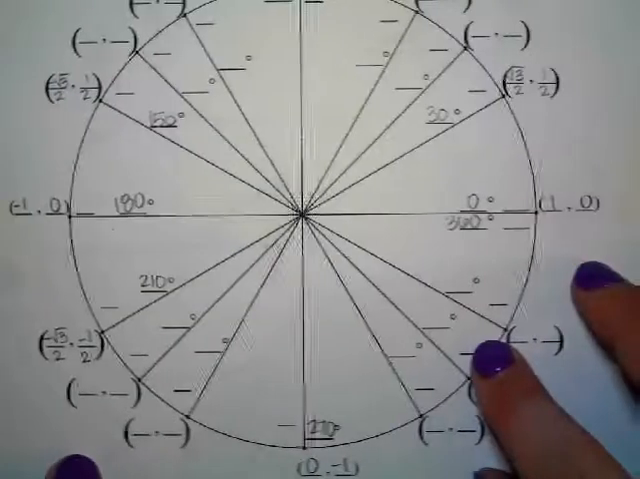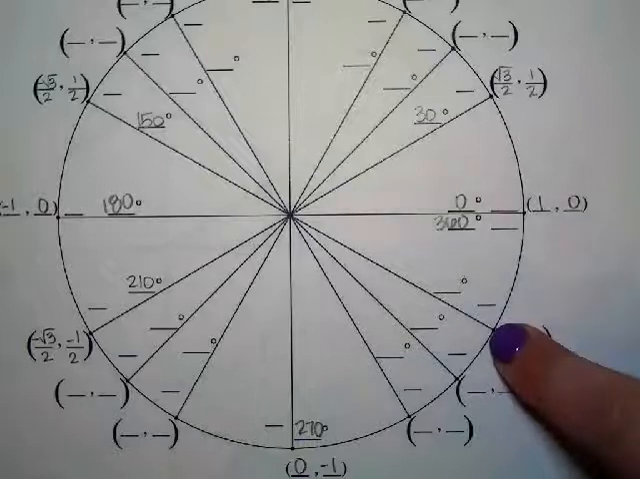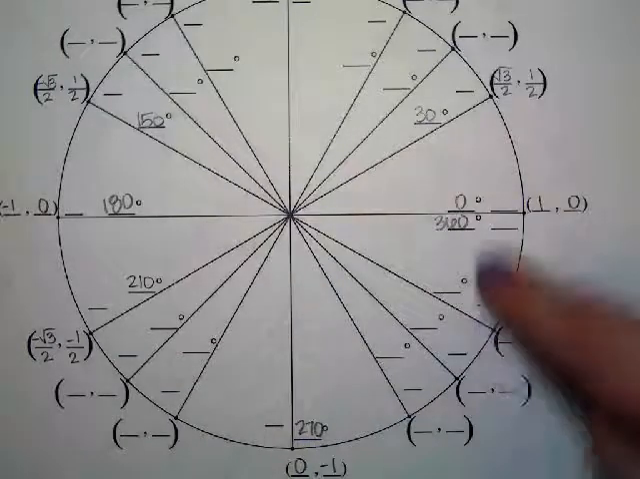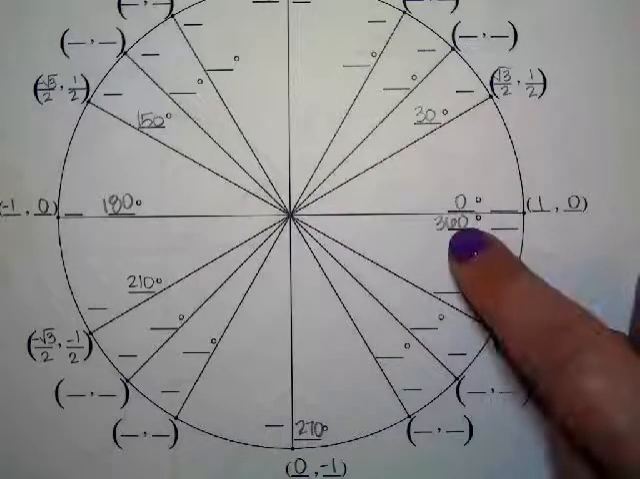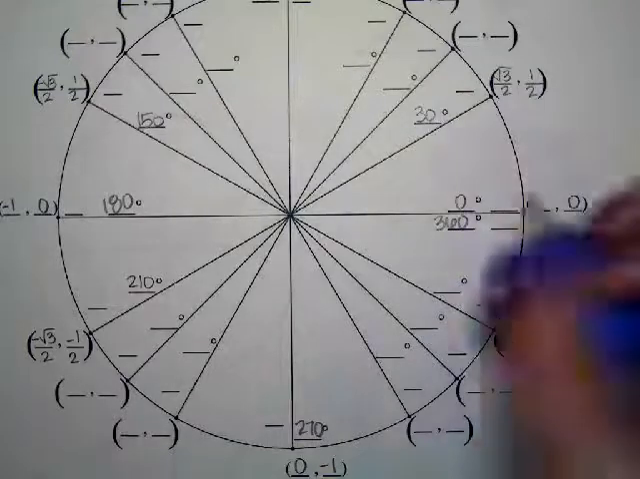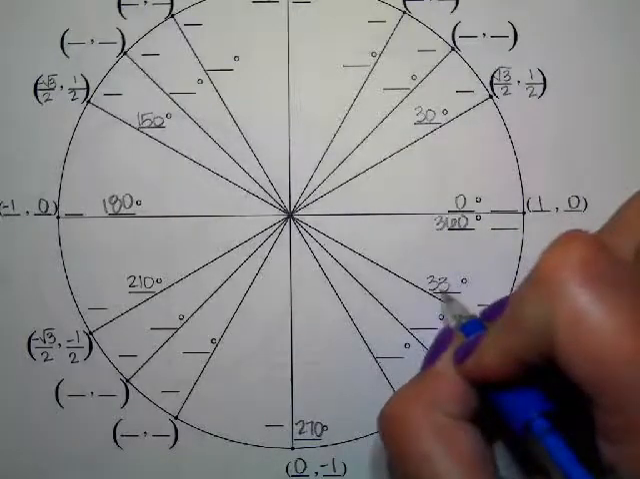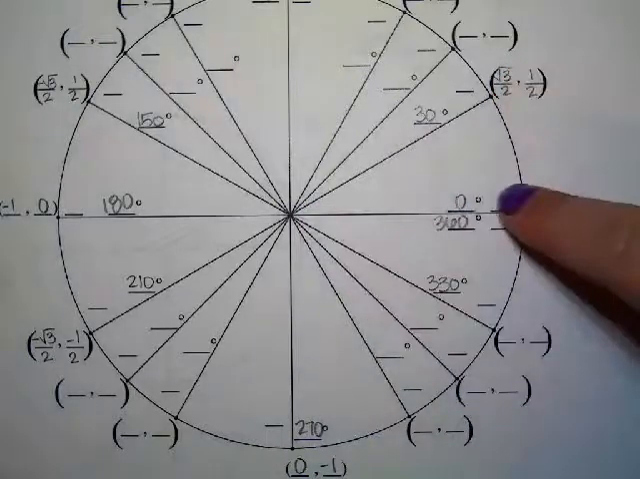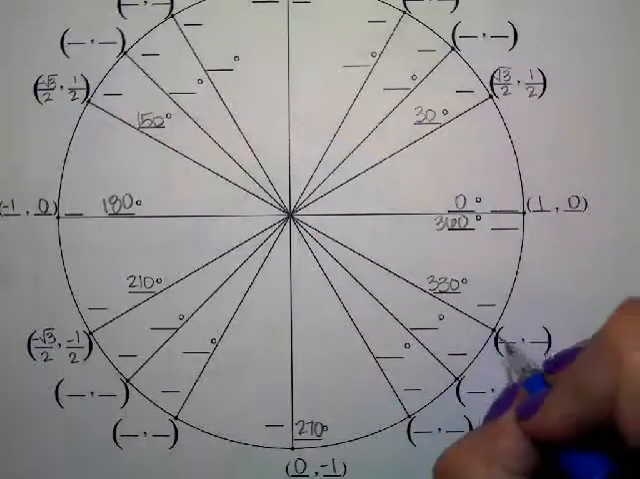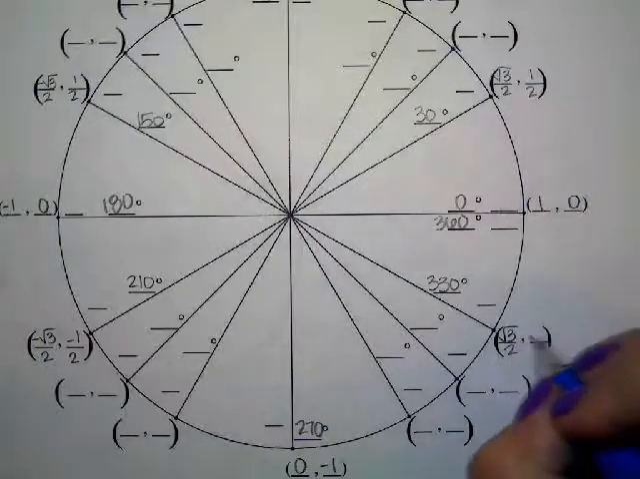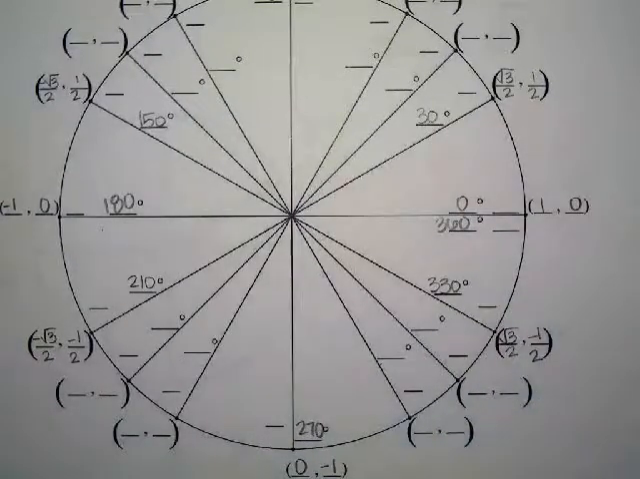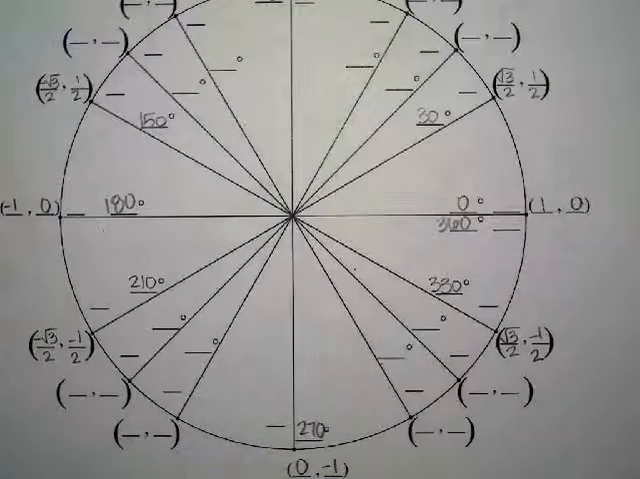And then we can do the same thing over here. This would be the same triangle right here. 360 minus 30 degrees would be 330. We can go right √3 over 2, down 1/2. Okay? All right, let's try the next one.